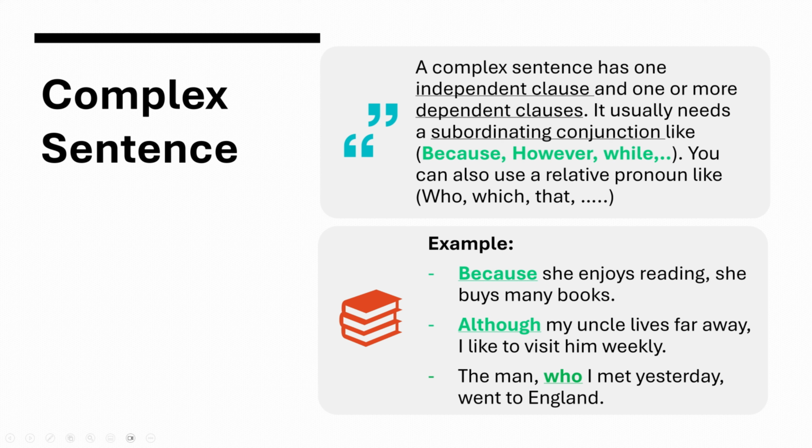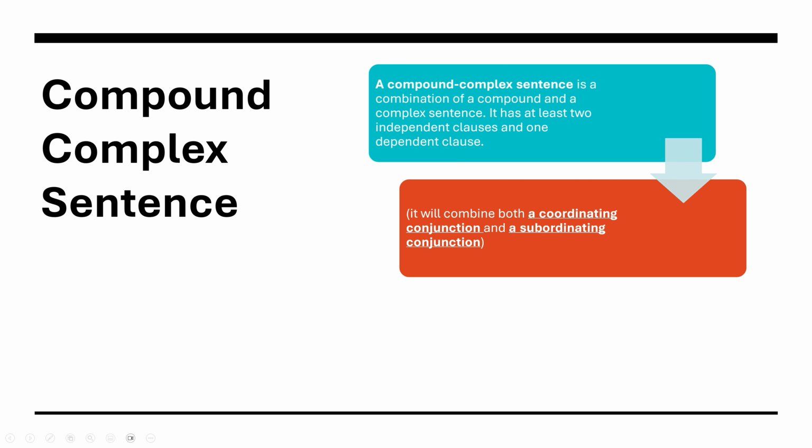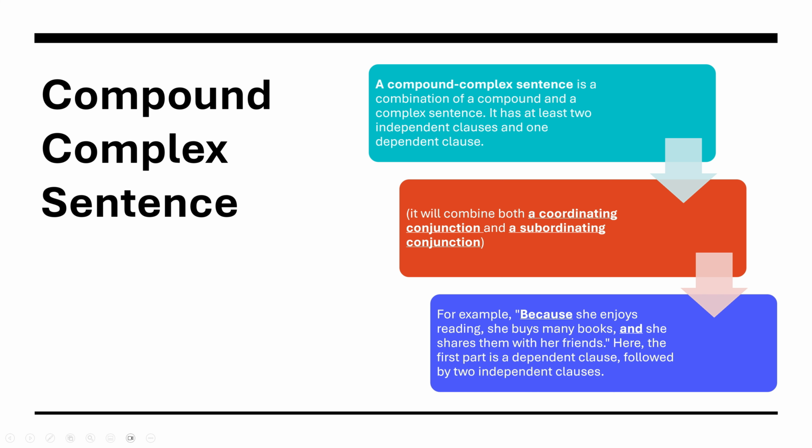So these are three types of sentence. Now let's see the last one, which is a compound complex sentence. From its name, it looks very complicated, but no, it's very easy also. Why? Because it is the same as a compound and complex sentence, but it gathers both of them. It has a coordinating conjunction like "and" or "but," and a subordinating conjunction. So let's see that here. For example, because she enjoys reading, she buys many books and she shares them with her friends.